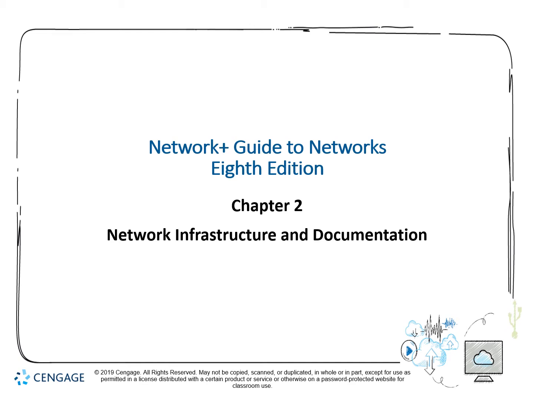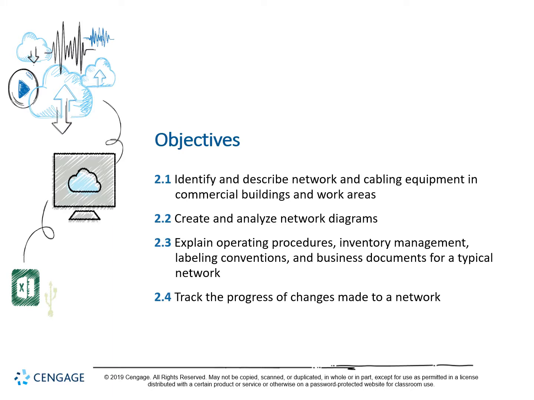So we're going to look at network infrastructure and documentation today. Now we've got some objectives to talk about. Identifying and describing network and cabling equipment in commercial buildings and work areas, which is a little bit different than what we would see in a small office or home office. Creating and analyzing network diagrams, explaining operating procedures, inventory management, labeling conventions, and business documents for typical network implementation.